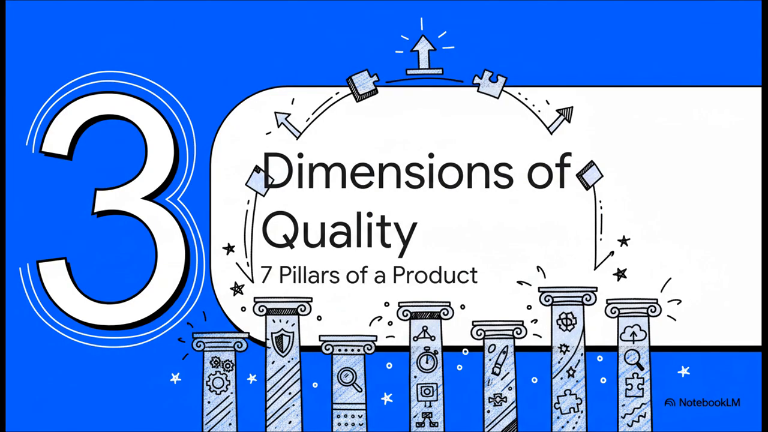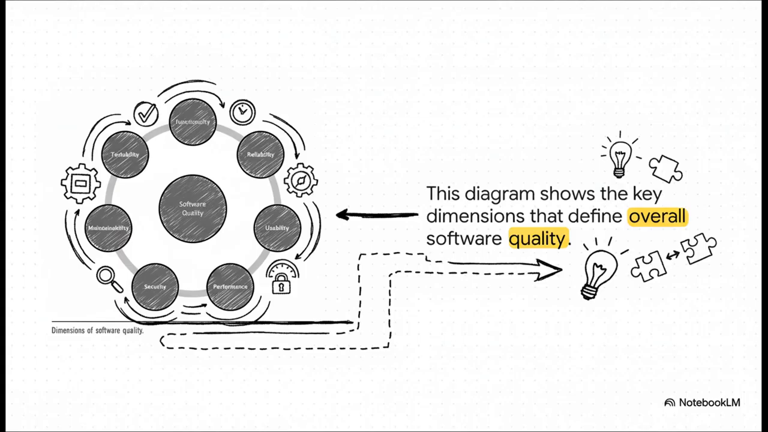Okay, now that we get the process, let's talk about what quality is actually made of. It's not just one single thing. It's more like a delicate balance of several different aspects, and we can think of them as the 7 pillars of any great software product. This diagram is the perfect map. You can see software quality right there in the middle, and it's being held up by these 7 essential dimensions. We're going to quickly break down each one.